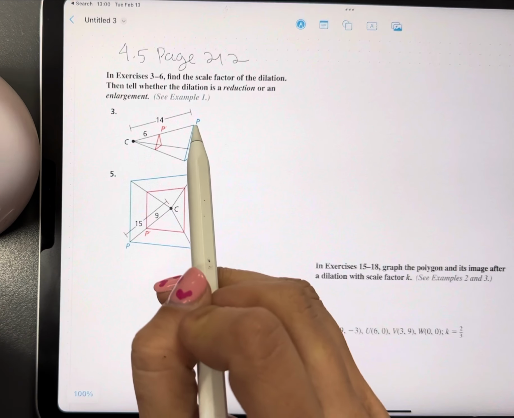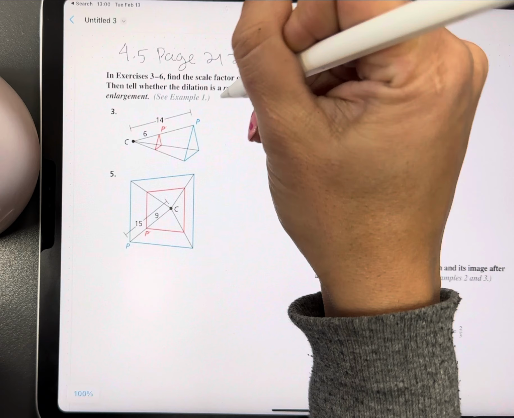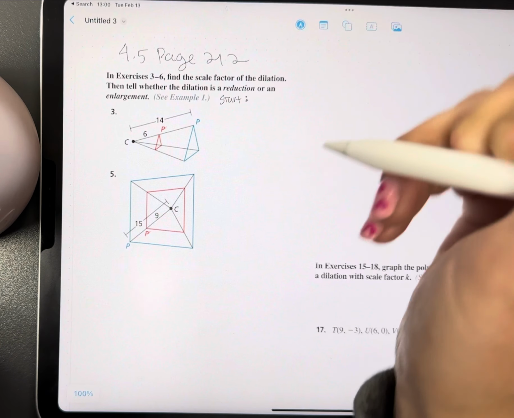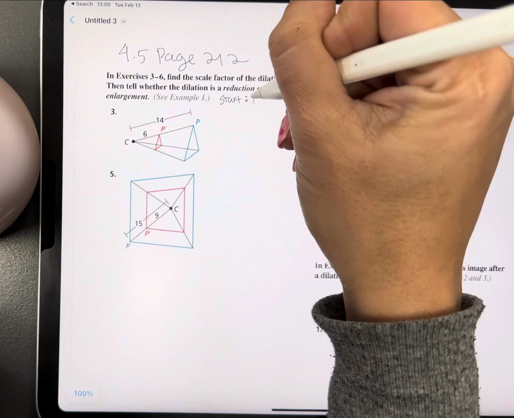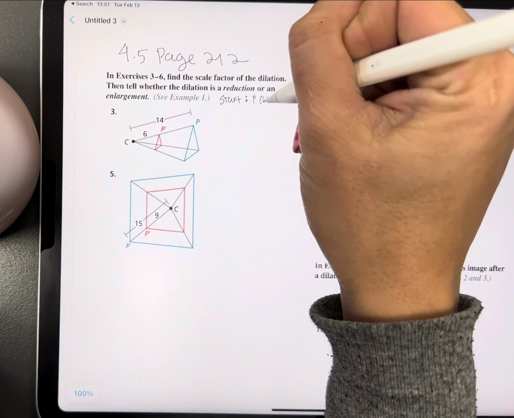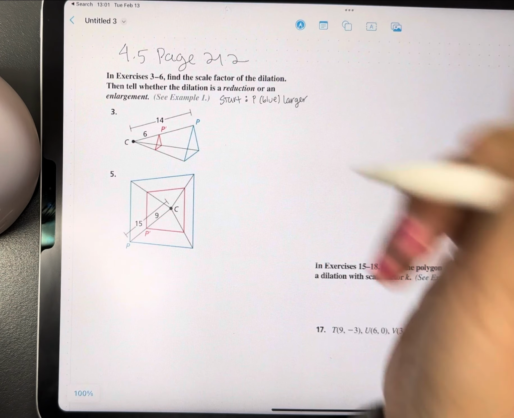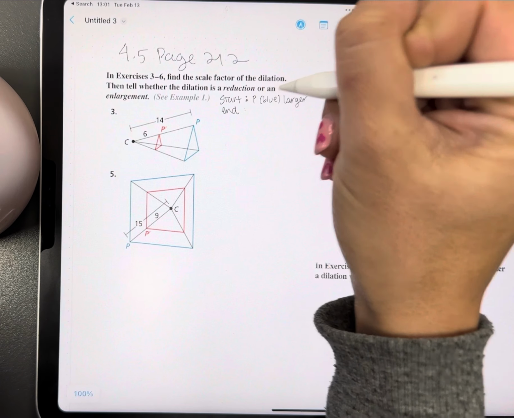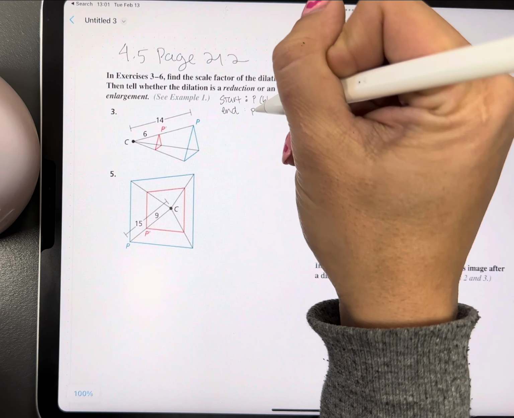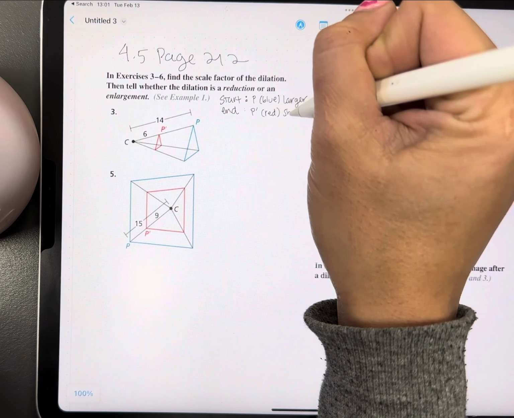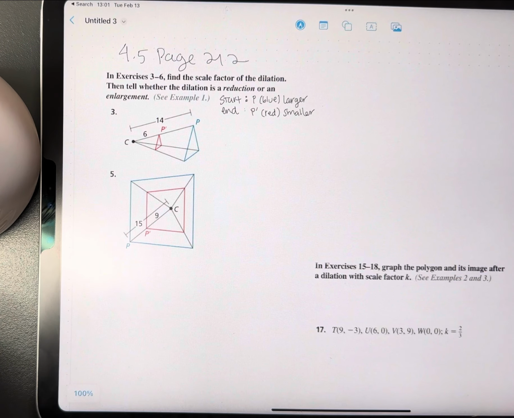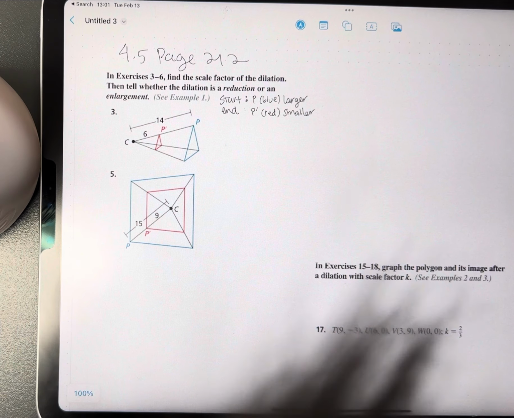So most importantly, guys, we have to identify where did we start. So our start is P, the blue, the larger, and then where did we end up? That is P prime, the red, the smaller. Something like this takes a second to write, and it's going to definitely save you on some confusion, possibly some silly mistakes.